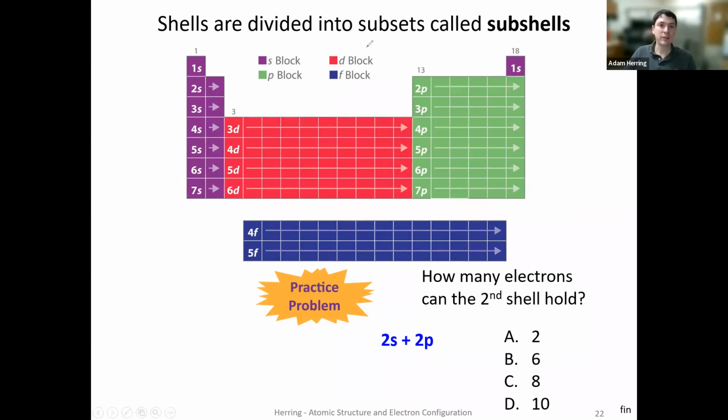So the 2s subshell is right here, and the 2p subshell is right there. And together they make up the second shell. The 2s subshell is 2 blocks wide, so it can hold 2 electrons. The p block is 6 wide, so they can hold 6 electrons, which means that we have a total of 8 electrons.